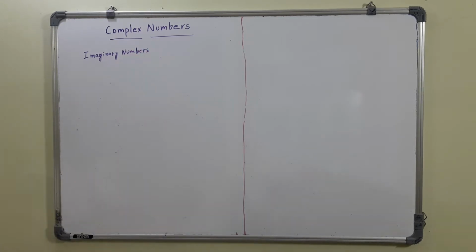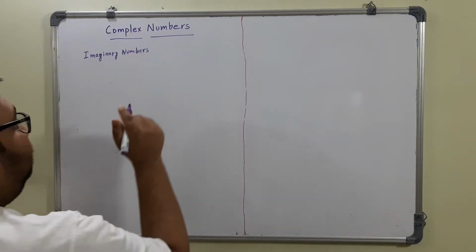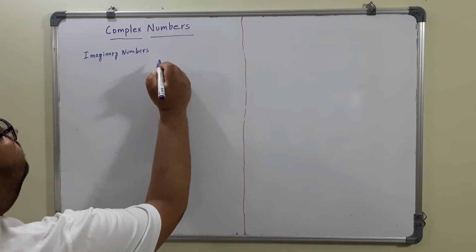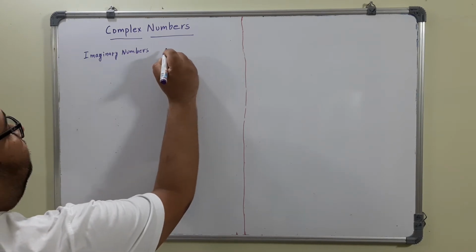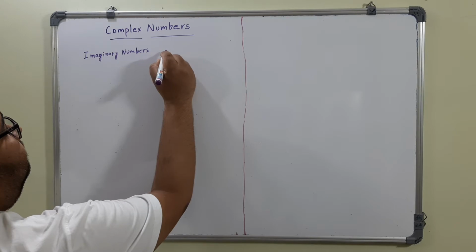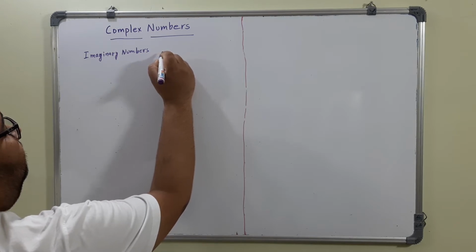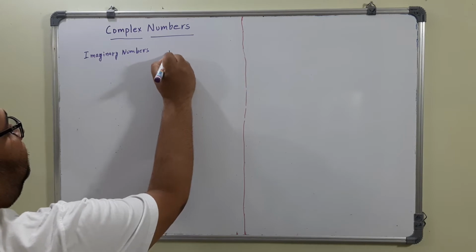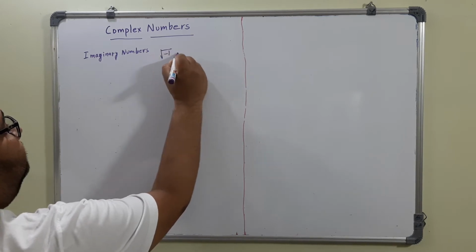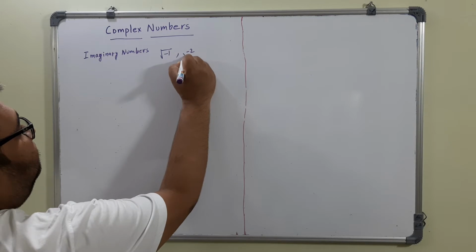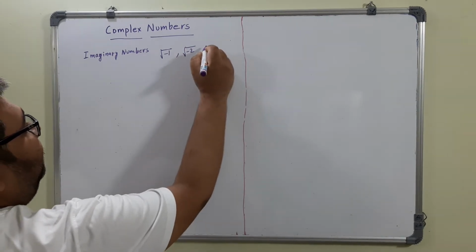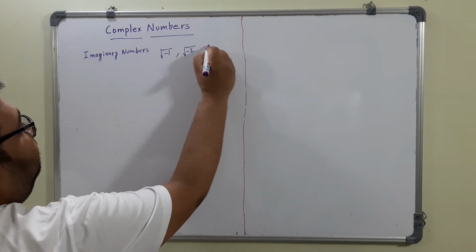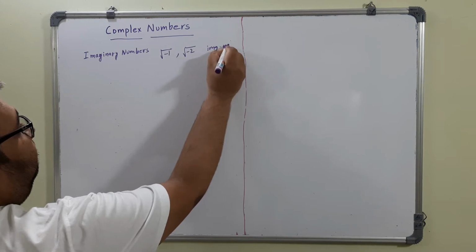What are imaginary numbers? Any number, square root of any number that is negative. Let's say the square root of -1, -2, etc. These are imaginary numbers.